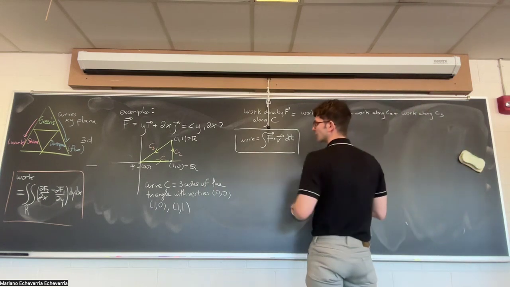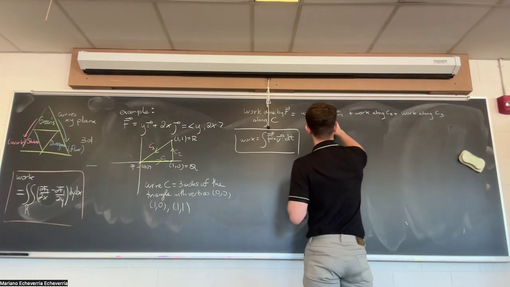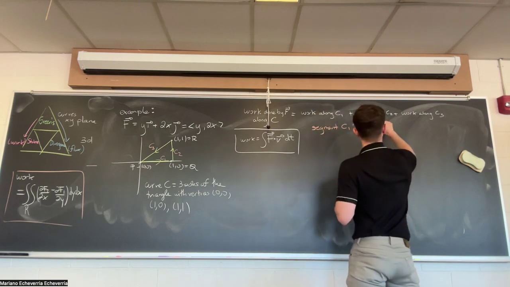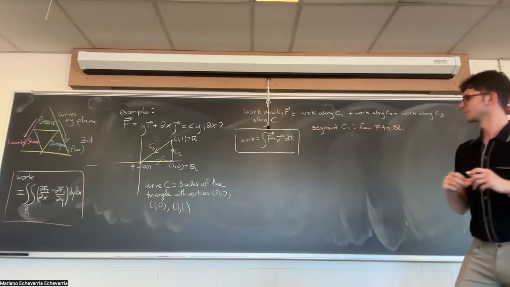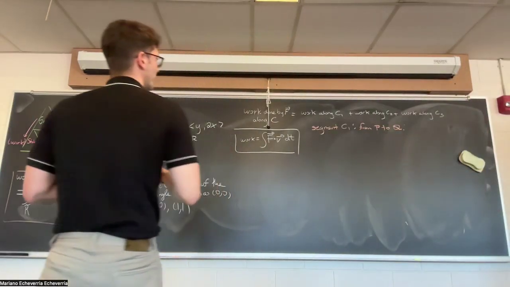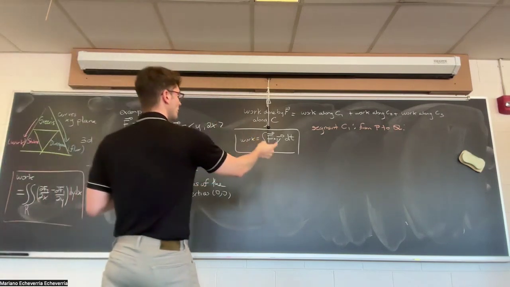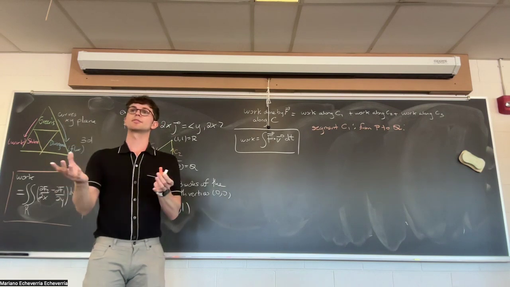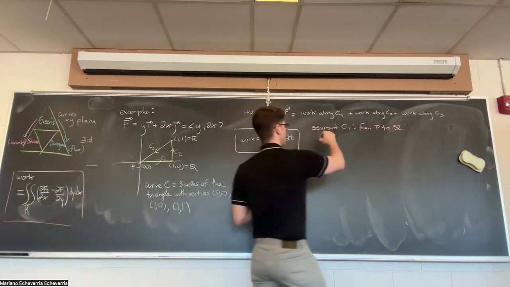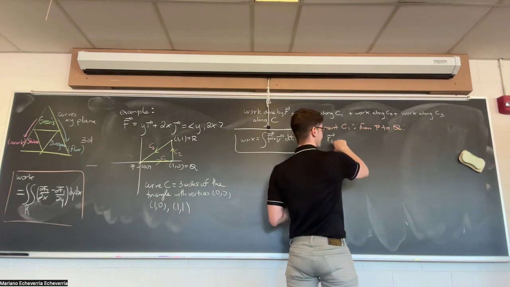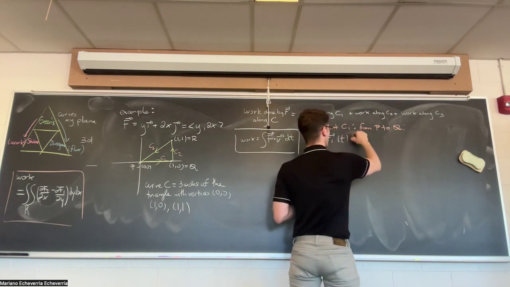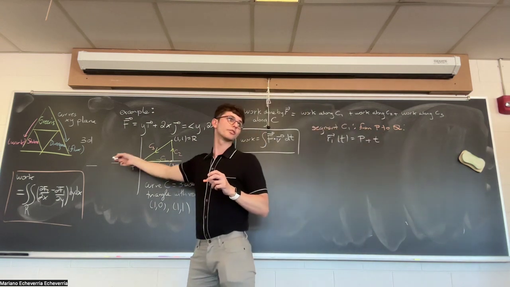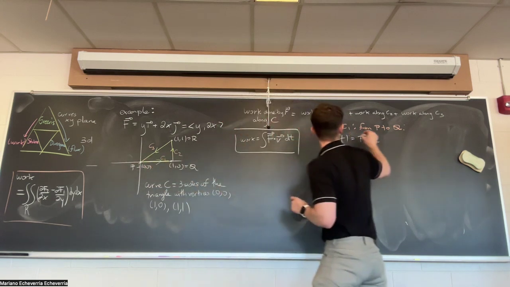So let's do segment one, from P to Q. For any work computation, you need a parametrization of the curve, right? This is a line segment, so the parametrization of the curve is just the initial point plus t times the vector, and you can take the vector from P to Q. Is that making sense?